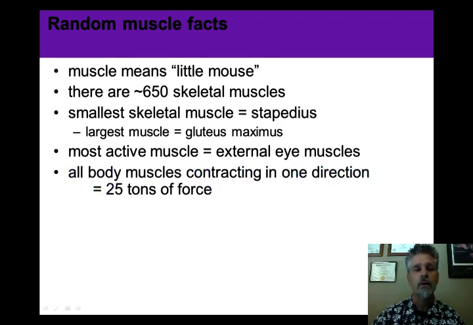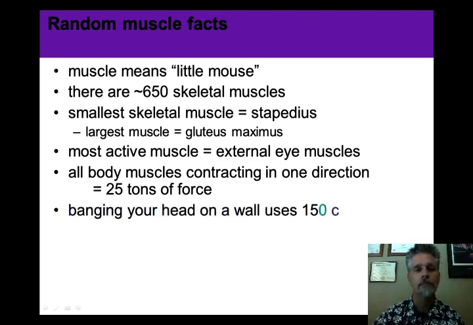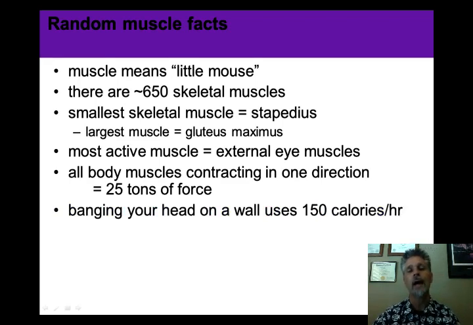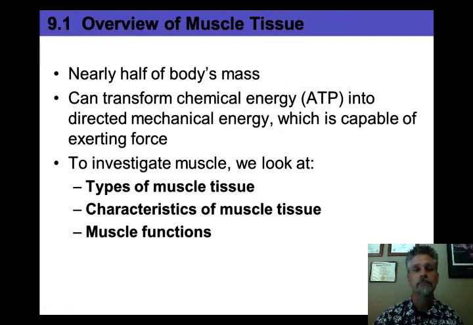Other things, all body muscles contracting in one direction would produce 25 tons of force. We'll find that that is not going to be able to occur, though, because the muscles are arranged on opposite sides of the limbs and the torso, etc., and they're going to produce opposite movements. So, can't really generate that, but interesting to think about. And banging your head on a wall uses about 150 calories per hour. Better ways to burn calories, etc., but sometimes you may use that during the semester.